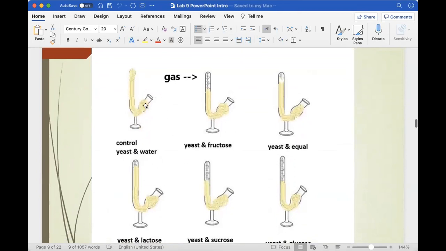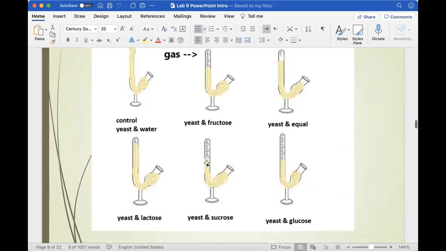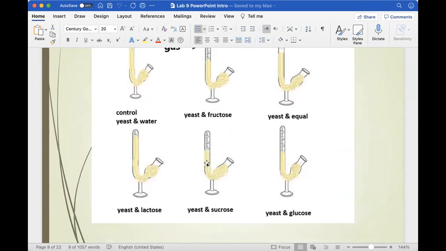So here are the tubes set up, and the little yellow thing is the yeast. And then the gas is being measured in the tube at the top. And you can see where there's a greater white space, meaning there's a greater distance between the yeast and the top of the tube. That means the greater gas. So your activity for your worksheet, and I'll just go ahead and show, let's look at the worksheet right now.